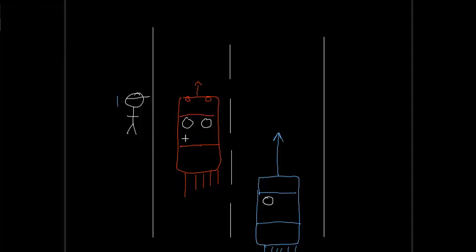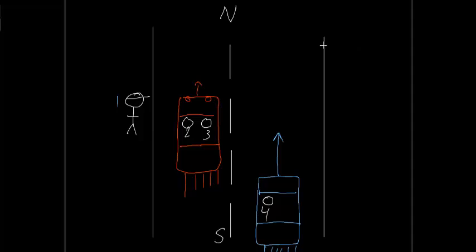Let's get a different color going. 2, 3, and 4. Okay? And let's say that this direction is north. We have to pick a direction, right? And let's say this direction here is south.